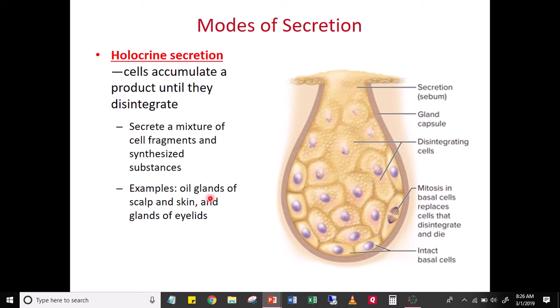So when we look at our skin, our oil or sebaceous glands in our skin are going to have holocrine secretions. When we think of our eyelids, we have a lot of proteins that are antimicrobial. Those antimicrobial proteins are oftentimes going to be secreted via holocrine secretions.